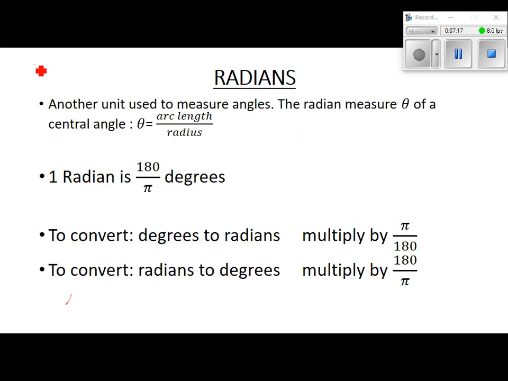Radians, this is new. We haven't talked about radians. We're going to talk about them right now. Fill in what you need to fill in on this. Give you just a second.